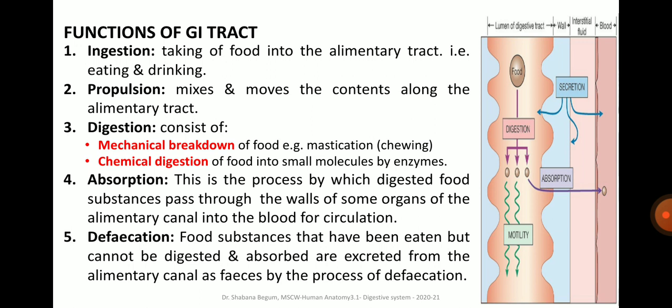So you can mention how the food is getting digested. Then there is also absorption, secretion, etc. I have just mentioned over here. You can just go through the slide once, and later we will do the class once again with the various functions of different organs in the digestive system.